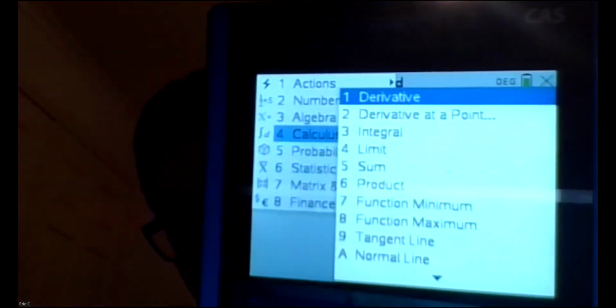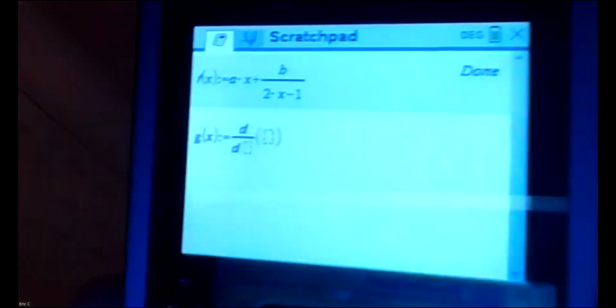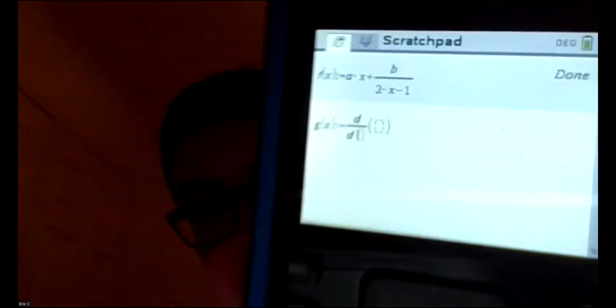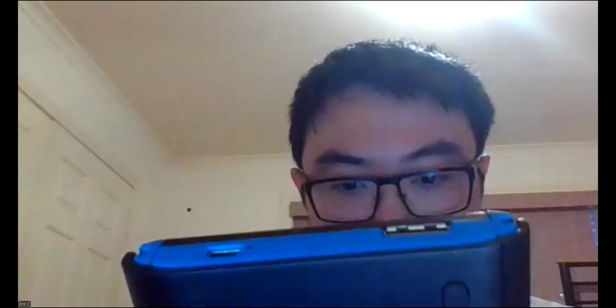Once that's defined, the next thing is to define the derivative. I can call it g of x. So g of x is defined as, and then you go to calculus, derivative. So menu, calculus, derivative, then press enter. This should pop up like so. And then you just put d over dx, and then put f of x here, and press enter.